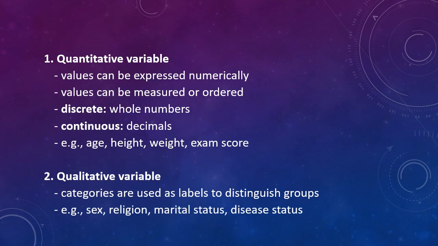So quantitative variables are numerical, and they can be measured or ordered either as discrete or continuous values, while your qualitative variables are more commonly categorized in order to be measured.